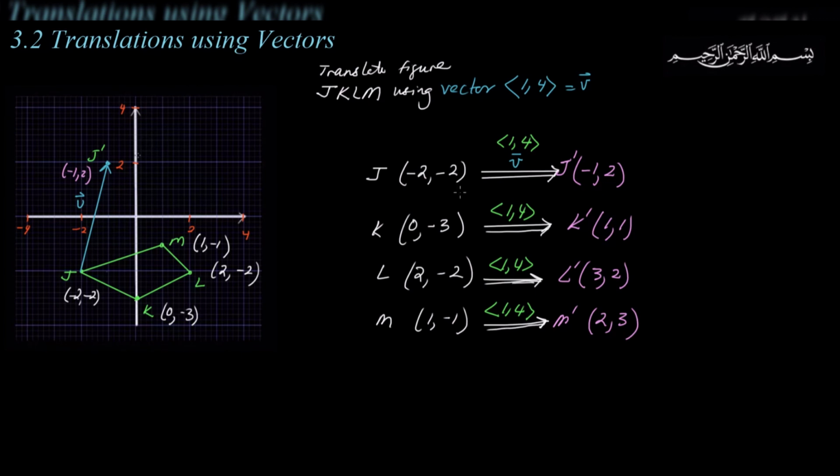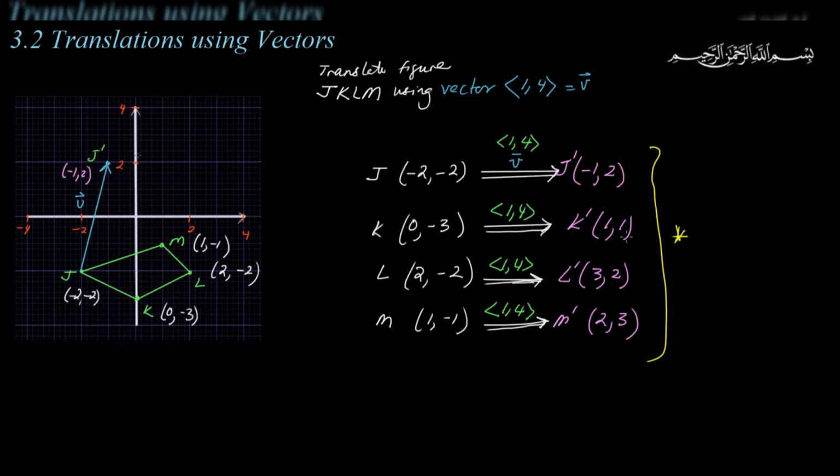See? So it could be easy to get lost if you were not organized like this. So I really encourage you, when you're moving complex figures like this, to write each individual endpoint down and what it translates to. So J will translate to J prime, K will translate to K prime, L to L prime, and M to M prime. It's important to keep yourself organized in this way. And after you've done that, you can simply draw this out.